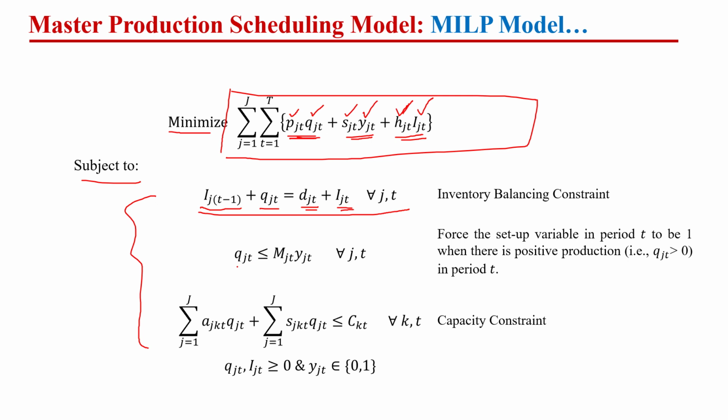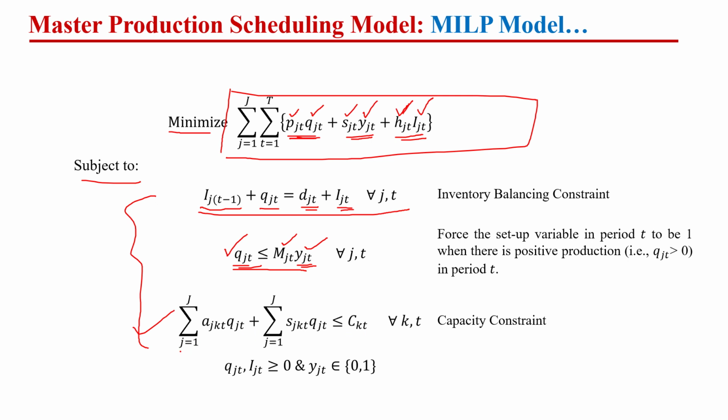And the second constraint is talking about whenever there is a setup, we can produce as much as possible, because this MJT is the big M number. So basically this constraint is going to link the production with the setup variable. Whenever there is a setup of that product, we can produce as much as possible, but we have a certain capacity restriction. So that capacity restriction is over here.